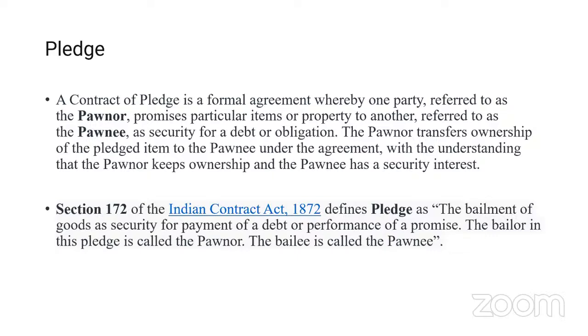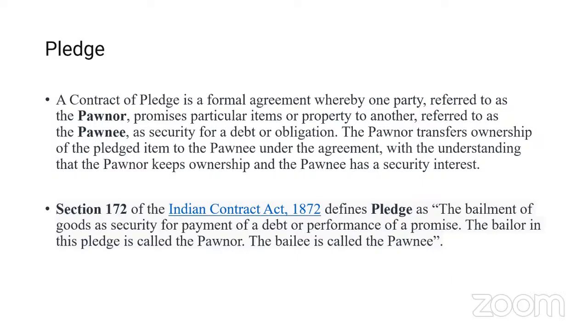The next type of special contract that we're going to discuss is pledge. Right? Pledge. So what is a pledge? How does the Indian Contract Act define pledge? Pledge is the bailment of goods as security for payment of a debt or performance of a promise. That means what is happening in pledge? Goods are being given as security, goods, but for a specific reason. What is that specific reason? For payment of a debt or for performance of a promise.